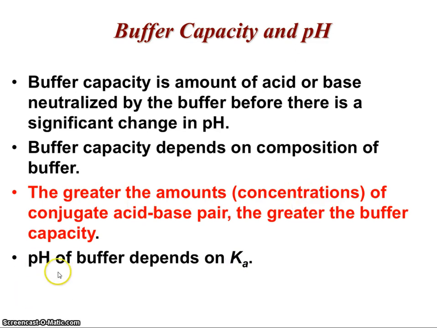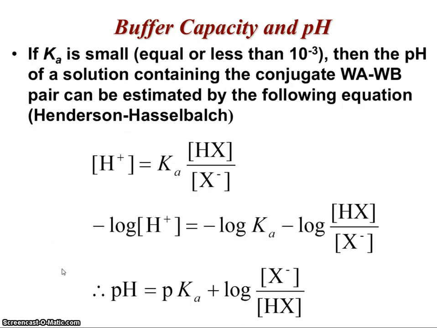Okay. If Ka is small, equal to or less than 10 to the minus 3, then the pH of the solution containing a conjugate weak acid, weak base pair can be estimated by the following equation, which is called the Henderson-Hasselbalch equation. Right, so we had this. This was just our K expression rearranged to put H plus on the other side. Right, so Ka was equal to products over reactants. We're going to move this guy to the other side.